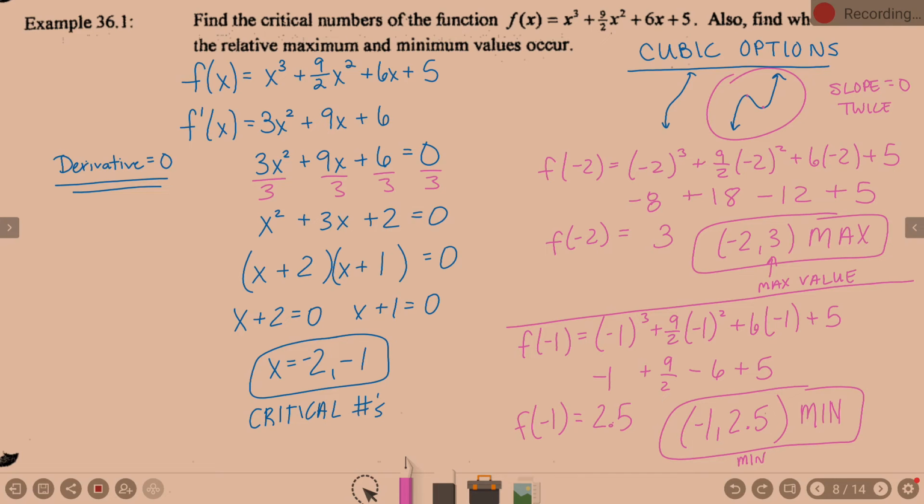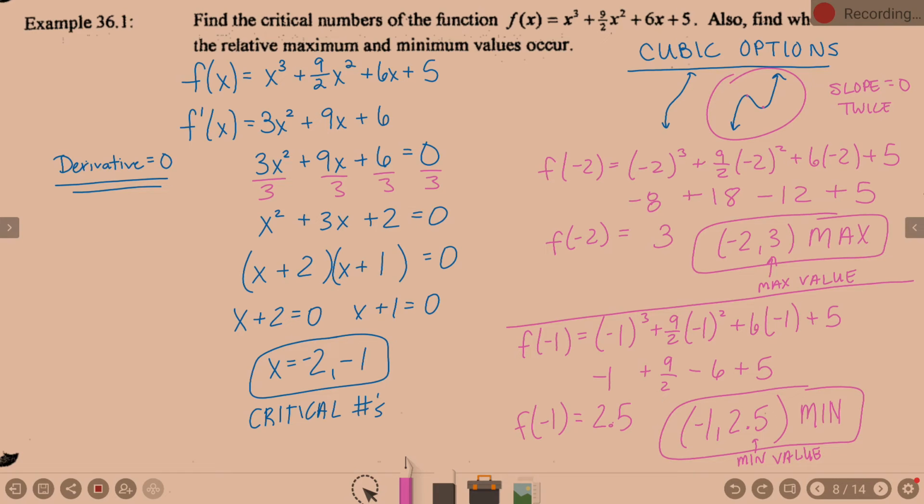And that means my min value is 2.5. Now, we'd already talked about which was the max and min based on what we expected the graph to look like. So we knew the max came with the smaller x coordinate. How do I know which is the min and max just by looking at the ordered pairs? Larger y value makes this the max. Smaller y value makes this the minimum.